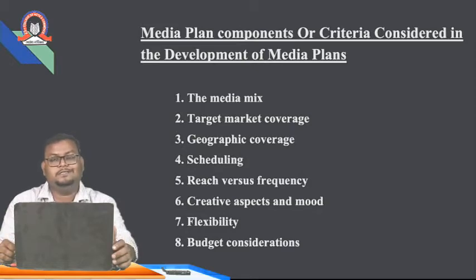The very first is the media mix. First we'll read out the list of components, and then we'll see them in detail. The first is media mix, the second is target market coverage, the third is geographic coverage, the fourth is scheduling, then reach versus frequency, creative aspects and mood, flexibility, and budget consideration. So these eight are very important components of any media plan which we have to consider whenever we are preparing a media plan for a product or for advertising.